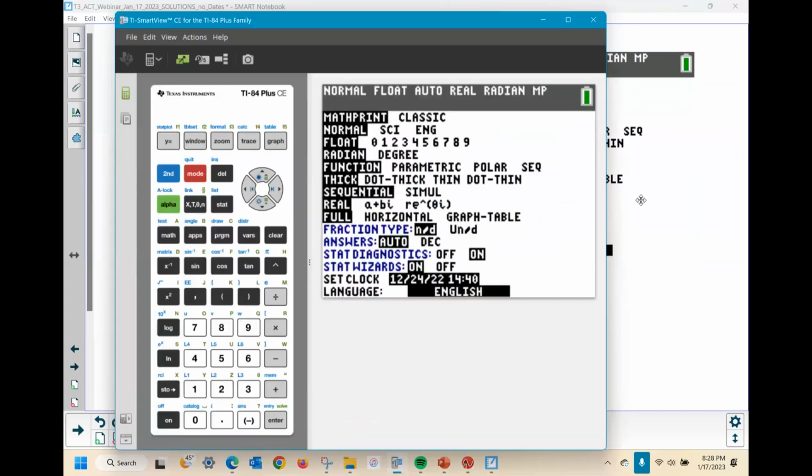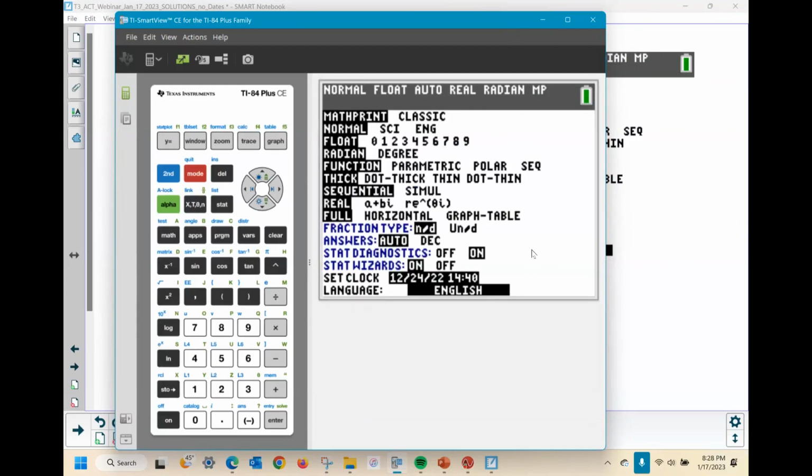Now, if he's not in a color calculator, then he's out of luck because there's no fraction template on the grayscales. Well, on the silver edition, there's a fraction template on alpha y equals. Oh, really? On the silver edition. Okay. All right. But you have to be in math print mode. So if he's in classic, it won't show up for sure.